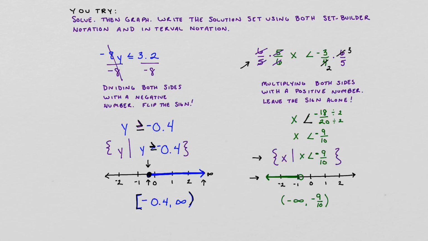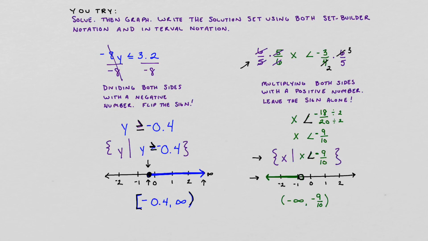And again, I'm going to locate where -9/10 is on the number line, and this time I'm going to use an open circle because we are using strictly a less than symbol. There is no equal underneath it. And then again, since it's less than, I'm going to shade everything to the left of that circle.